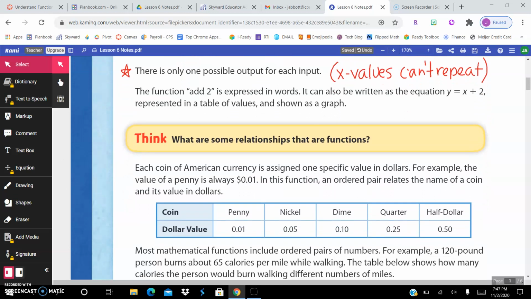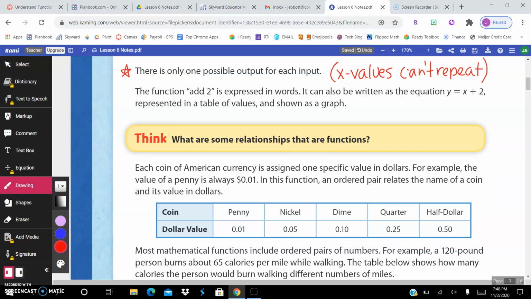So the function add2 is expressed in words. It can also be written as the equation y equals x plus 2, represented in a table of values and shown as a graph. So the rule was plus 2, so we're taking our input of x and adding 2 to it, and then we get our output of y.